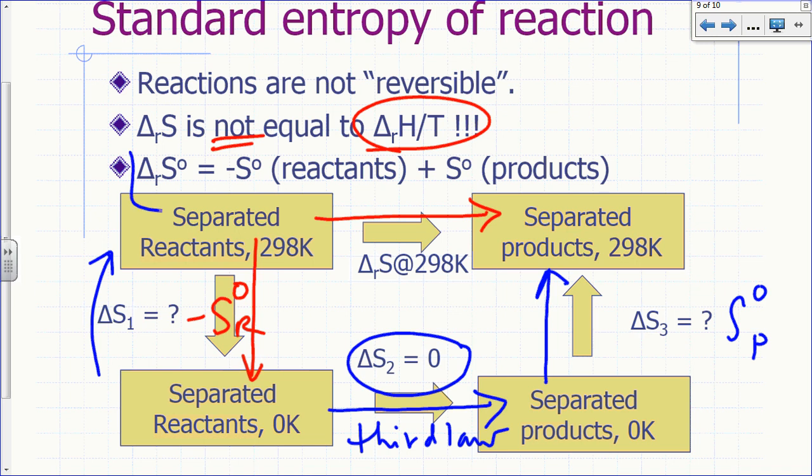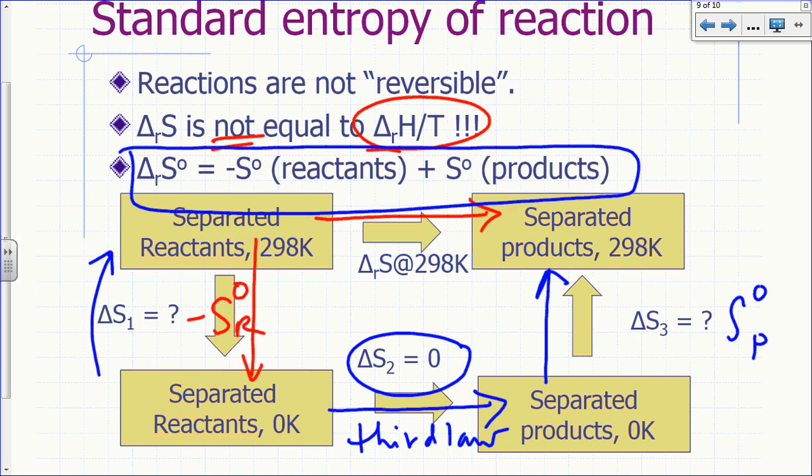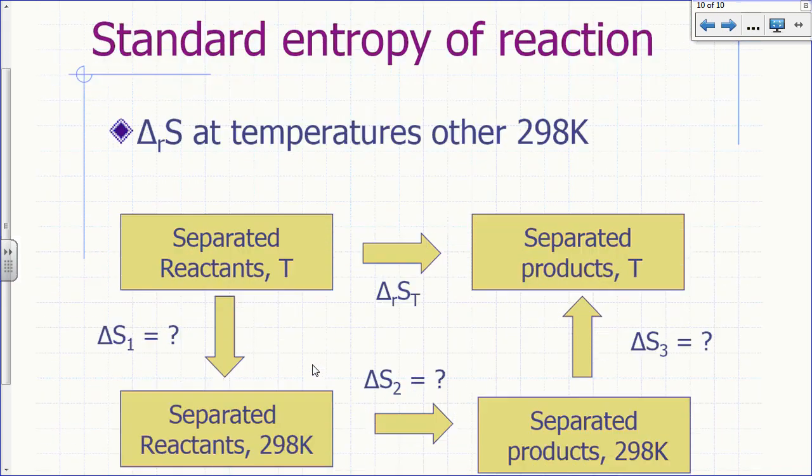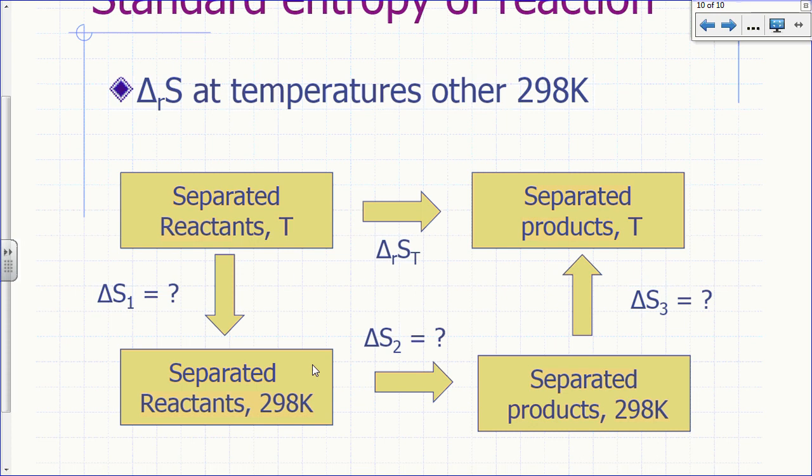So delta S for the reaction is just negative entropy of reactants plus entropy of products, standard entropies of reactants and standard entropies of products. Okay, so products minus reactants. That's the formula you learn in your freshman chemistry. What if you want the delta S for temperatures other than 298 Kelvin?